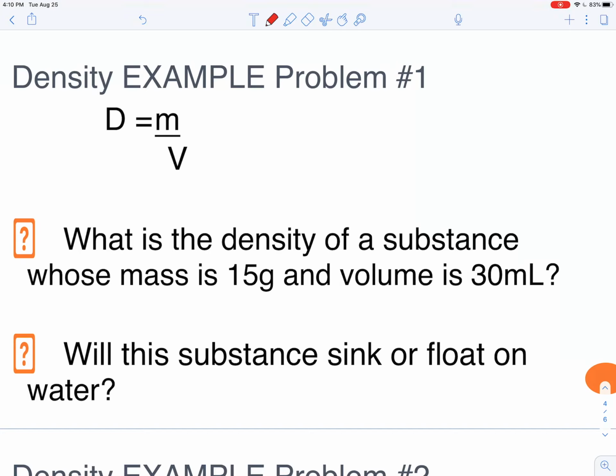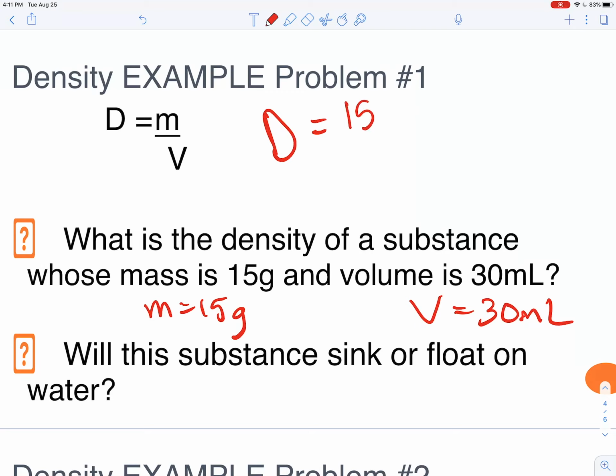So what is the density of a substance whose mass is 15 grams and volume is 30 milliliters? So I always like to write what's given. They give me M and they give me V. Okay, so here I just have to combine those numbers. Density is going to be 15 grams over 30 milliliters. You can punch that in. Make sure your final answer has the correct number of sig figs as well.